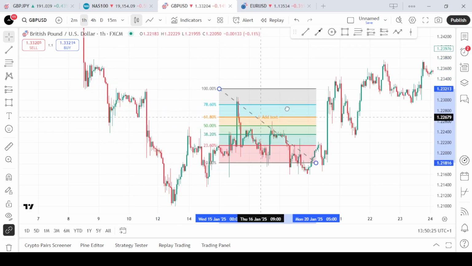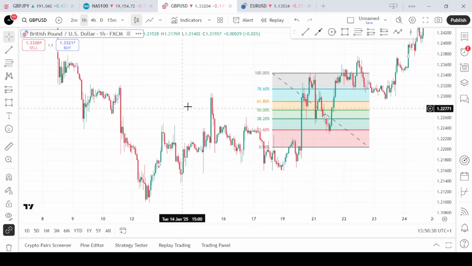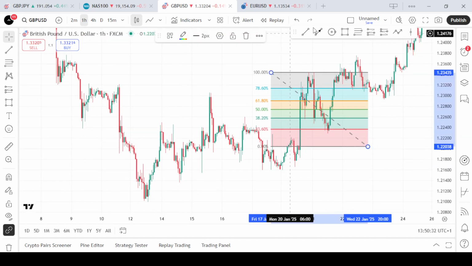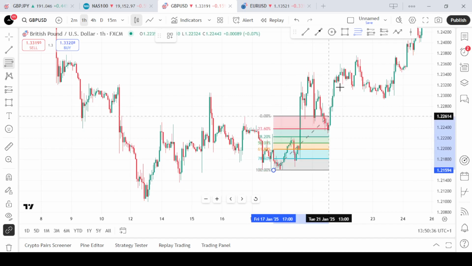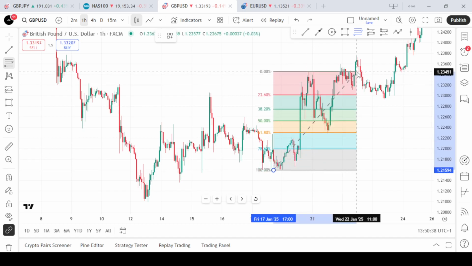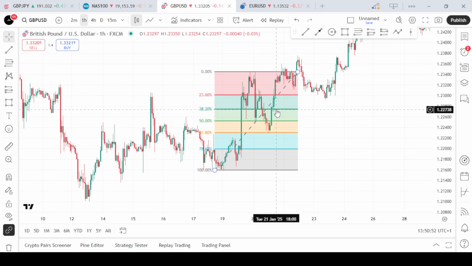Now let's look at a good example. This is basically what we are talking about. Drawing it in a bullish scenario, we'll draw it from the swing low to the swing high, and our golden pocket region is between this 78.60 level to the 61.80 level. As you can see, price came into that area before it reversed.